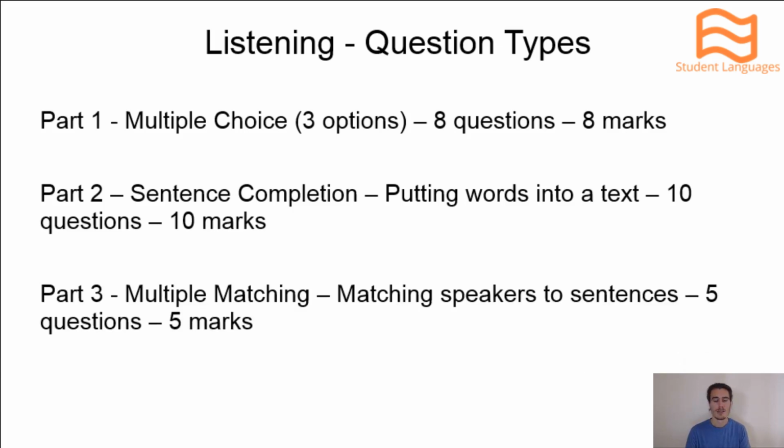Part 3 is called multiple matching. This is a bit more complicated. You have to match some speakers to some sentences. And we're going to look at these in more detail in the following lessons. Remember, this is just a quick overview. So if you're confused, don't worry. We will look in more detail in the next lessons. This has 5 questions in part 3, and there's 1 mark for every correct question.